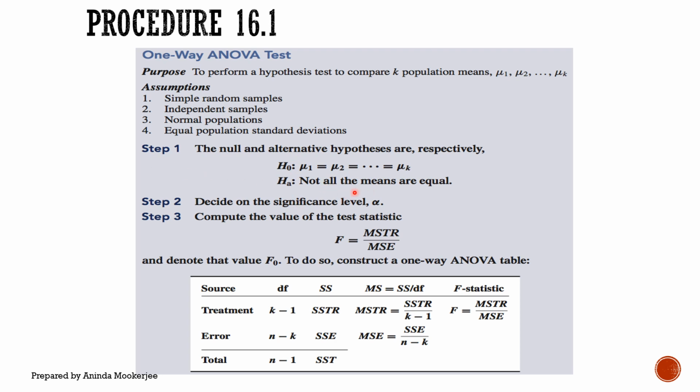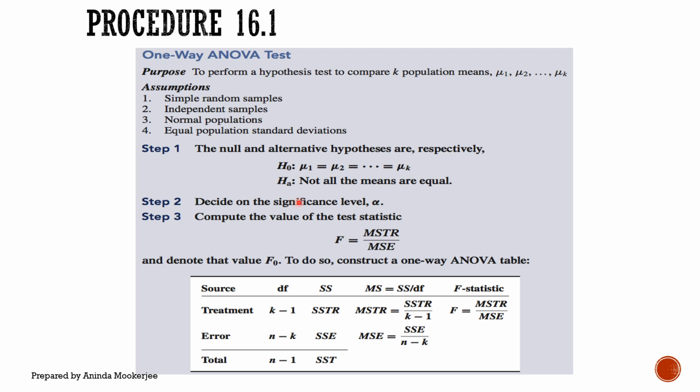The way we state our hypothesis for an ANOVA test is: the null hypothesis should state mu1 equals mu2 equals mu3 equals however many mu's you are comparing. However, the alternate hypothesis must say not all the means are equal. Now, you cannot just say mu1 not equal to mu2 not equal to mu3. That's not the correct way of phrasing the alternate hypothesis.